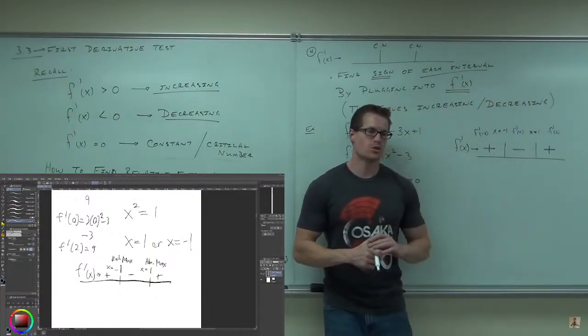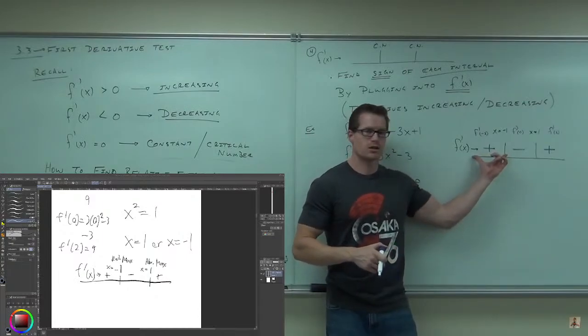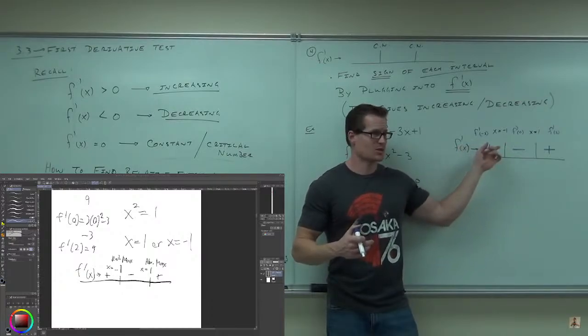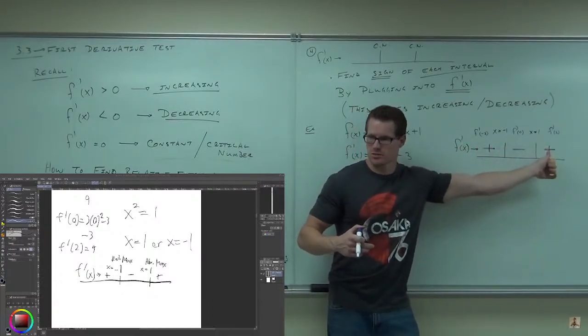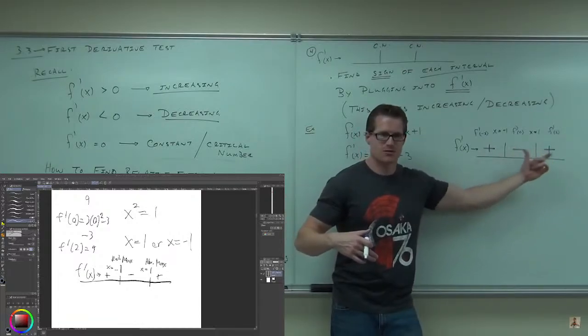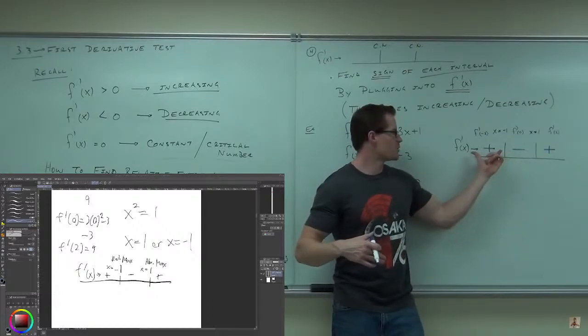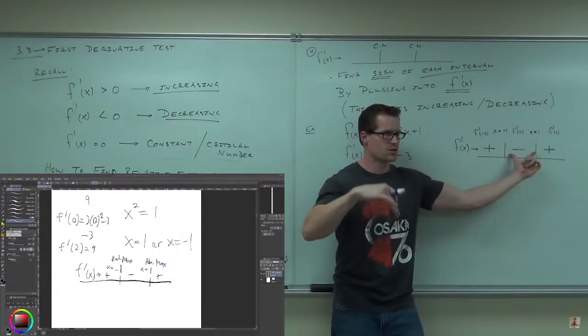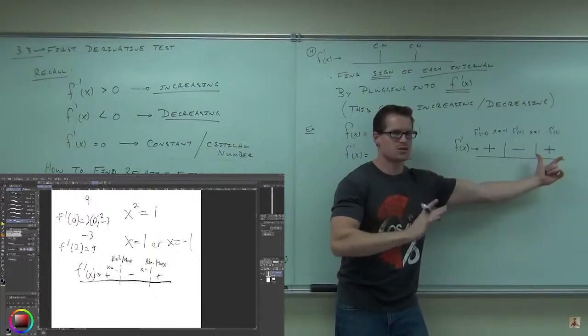What's my function going to be doing in this interval? Increasing or decreasing? Increasing. Why would you say that? Positive slope. This is a slope, right? You plugged in a point. These are the only places where the slope could possibly change, because you found the zeros. So it's going to be consistent for those intervals. This says my slope is positive, so my function is increasing. My slope is negative, so my function is decreasing. My slope is positive, so my function is increasing again.